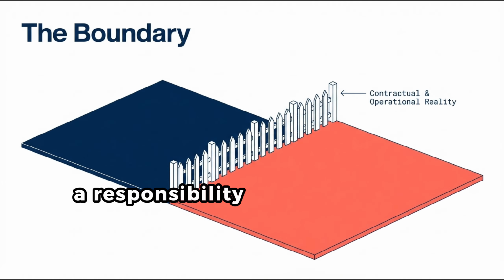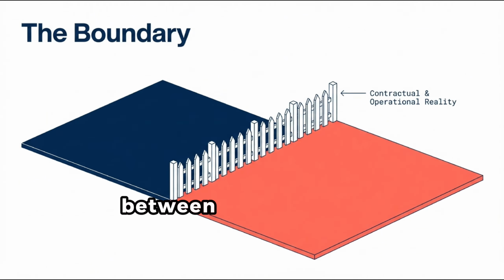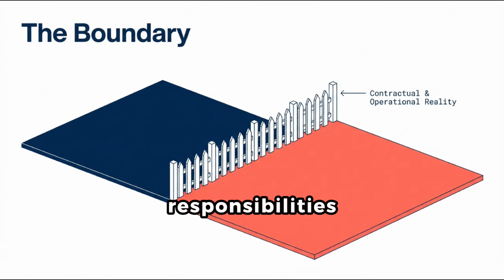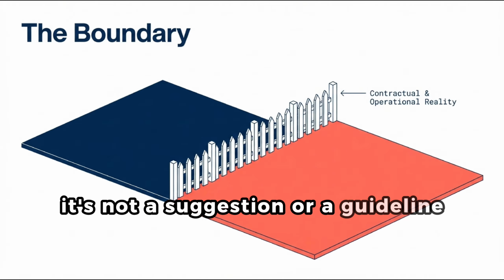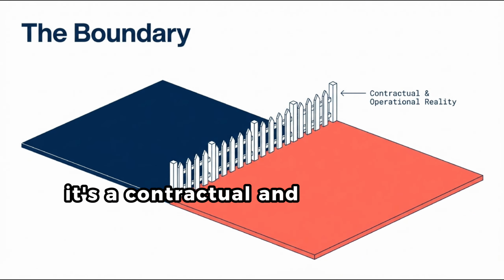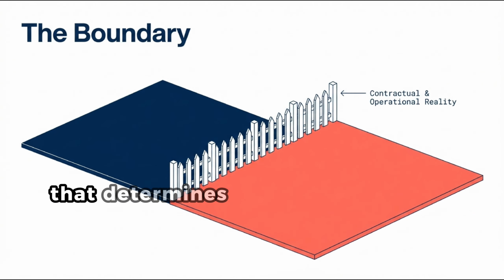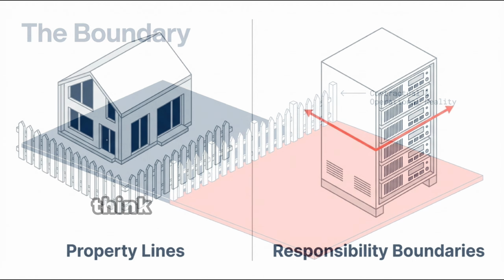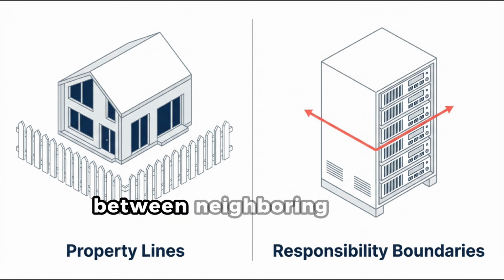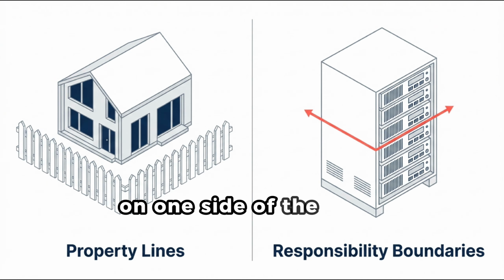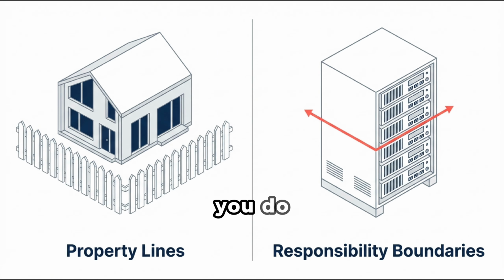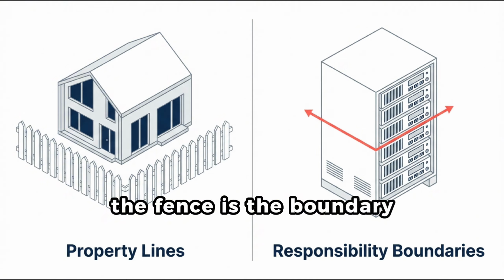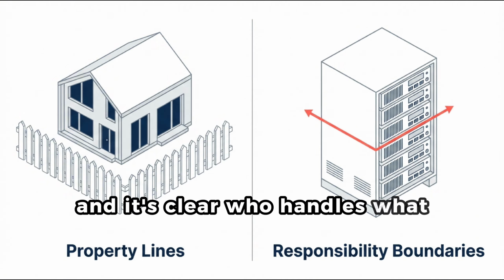A responsibility boundary is the dividing line between cloud provider responsibilities and customer responsibilities. It's not a suggestion or a guideline. It's a contractual and operational reality that determines who is accountable for what. Think of it like property lines between neighboring houses. On one side of the fence, the neighbor maintains the lawn. On your side, you do. The fence is the boundary, and it's clear who handles what.